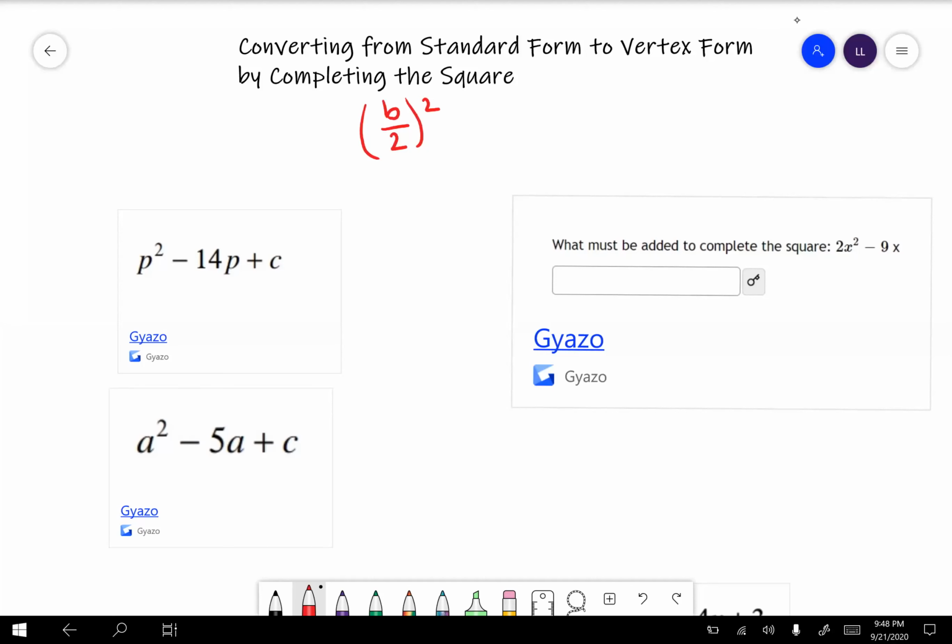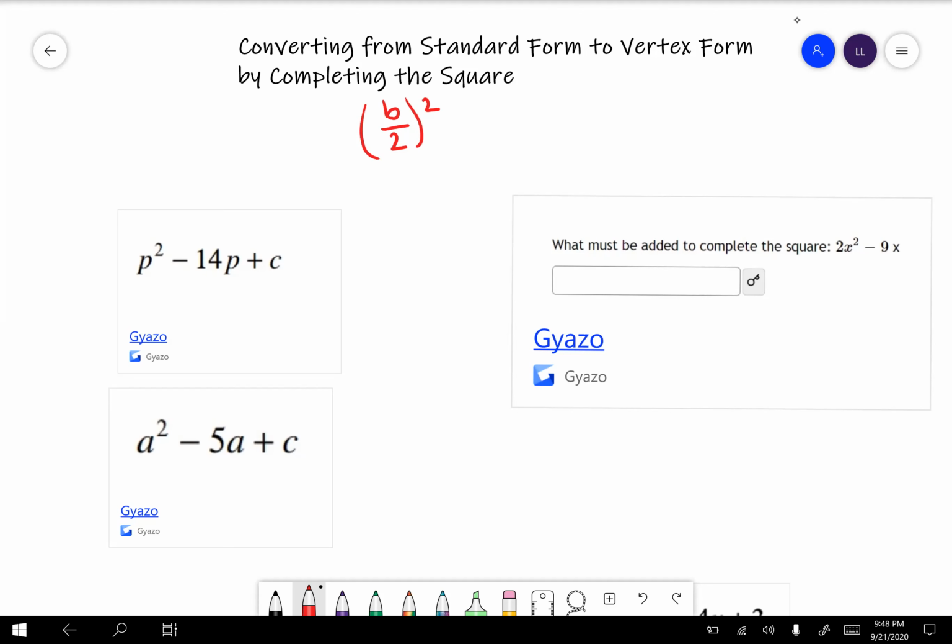Hi everybody, in this video we're going to learn how to convert from standard form to vertex form by completing the square. Now listen, completing the square is super important to Math 3, because you need it in order to solve equations for circles when you get to Math 3. So that's why we're going to be doing completing the square here.